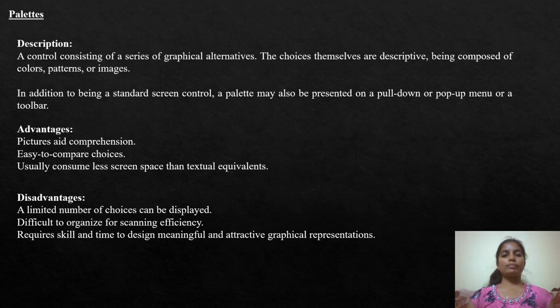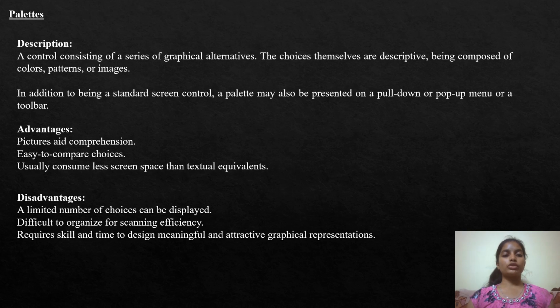Coming to the last type of selection control, that is the palette. A control consists of a series of graphical alternatives. The choices themselves are descriptive and are composed of colors, patterns or images. In addition to being a standard screen control, a palette may also be presented on a pull down or pop-up menu or a toolbar.